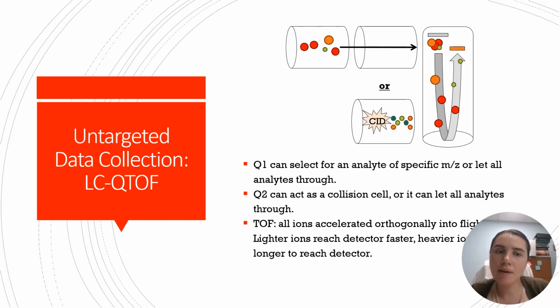The second type of detector that we're going to talk about for an LCMS today is one used for untargeted data collection, and that is the quadrupole time of flight. So similarly to a triple quad, you have two quadrupoles, and instead of a third quadrupole, you have a time of flight tube. Your first quadrupole can select the analyte of a specific mass per charge ratio or let analytes through. The Q2 can act as a collision cell, just like with the triple quadrupole, or in an initial stage, it can let all the analytes through.